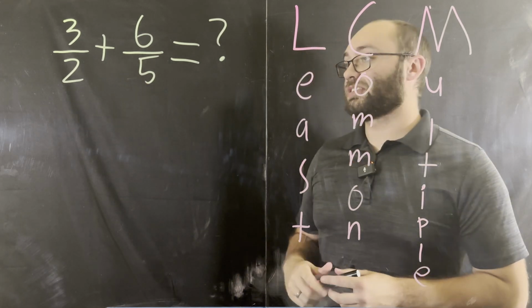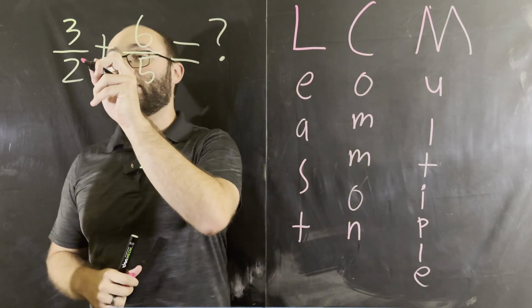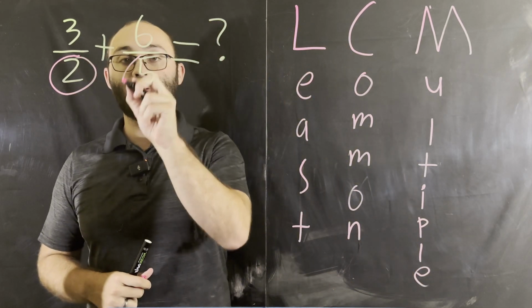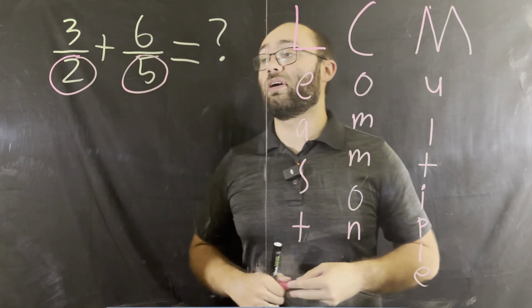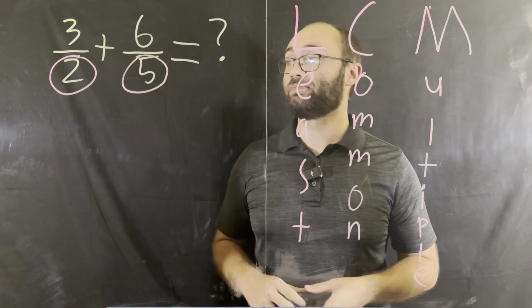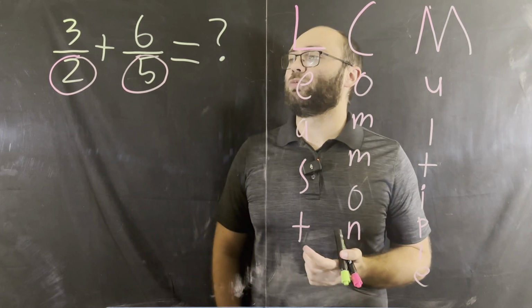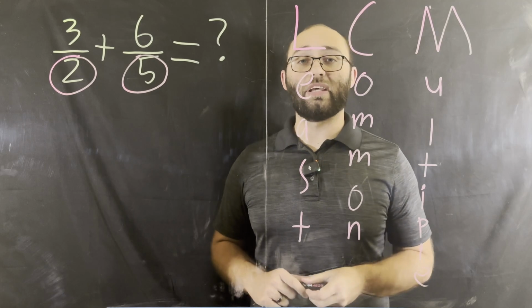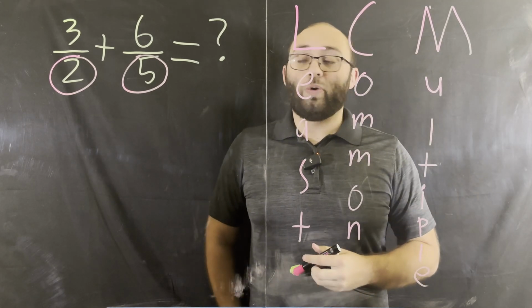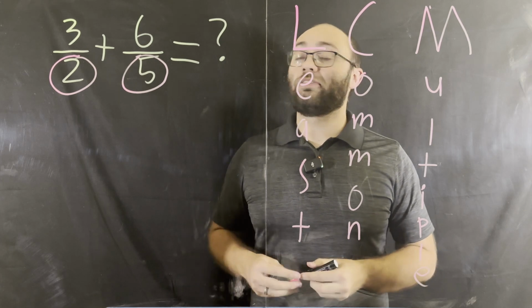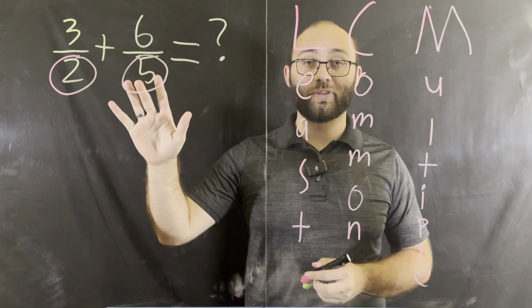So before we even get started on trying to add them, what we need to do is make sure that the denominator, the number on the bottom, is the same. We can't add 2 fractions together unless they have the same denominator. Now, how am I going to do that? Well, first off, what we need to find is the LCM, the least common multiple, which I have written over here. What I mean by that is we need to find the smallest number that this number multiplies into and this number multiplies into.